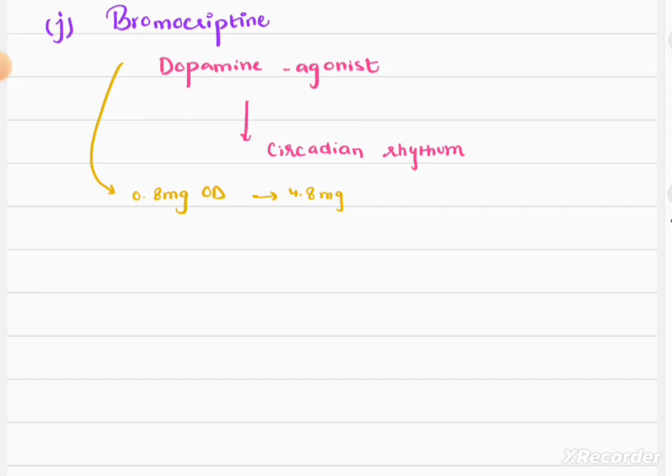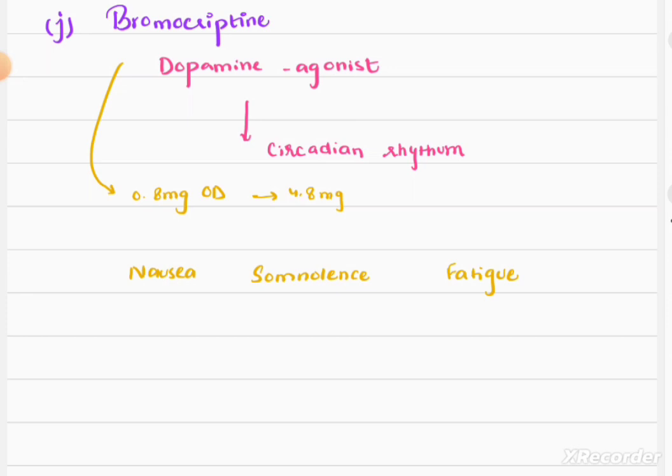The adverse effects of bromocriptine are usually nausea, which is very common with its use. It can also cause somnolence, because it's a dopamine agonist. It can cause fatigue, and along with these, dizziness, vomiting, headache, orthostatic hypotension, and syncope. If the patient has any history of psychosis or any psychotic disorder, you would not give them bromocriptine.